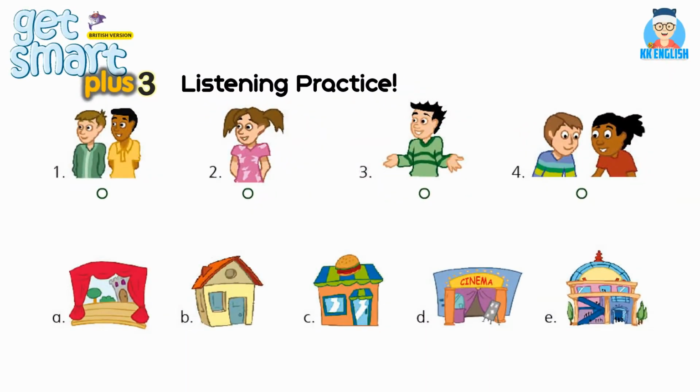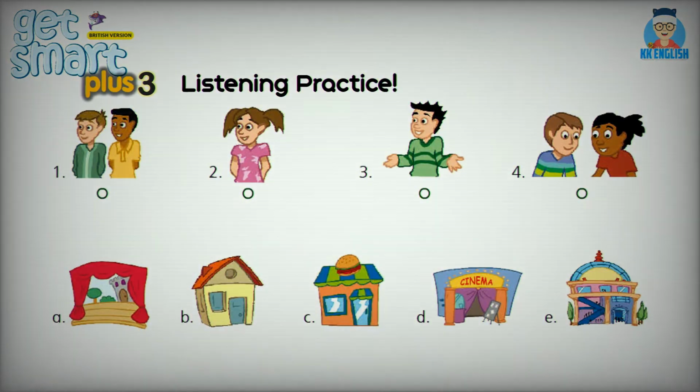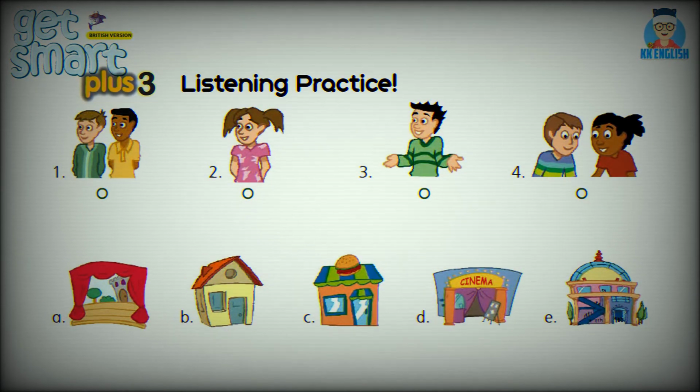Okay, boys and girls, let's look at some listening practice. 我们来做一下听力测验。Now you have to listen and draw lines to match the people to the correct place. Let's revise. 我们现在需要画线呢，然后把这些人物连接到他们去的正确的地点。This is a theater. This is a home. This is a restaurant. This is cinema. And this is a shopping center. Let's go. Listen and match.